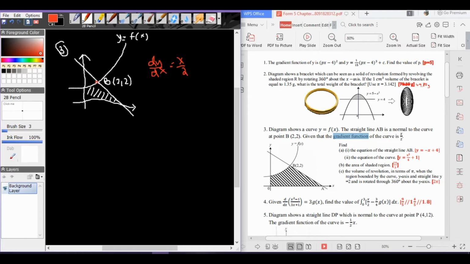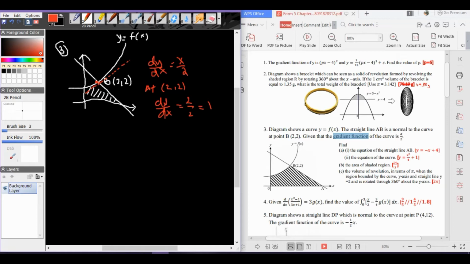And we are given B. So at this point B, we have a tangent line. So at point B, at 2, 2, dy dx will equals to, we substitute x equals to 2. So 2 over 2 equals to 1. That means at point B, the tangent at point B, the gradient of this tangent is equals to 1.